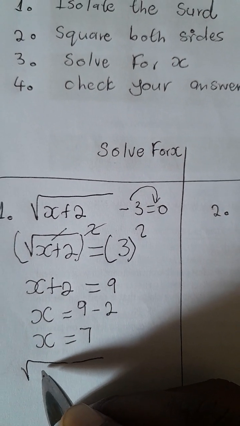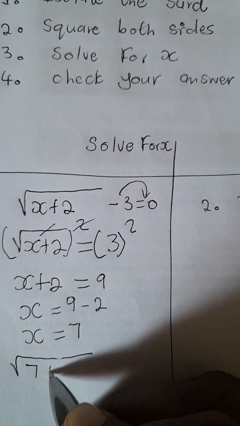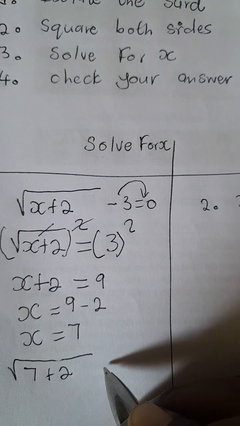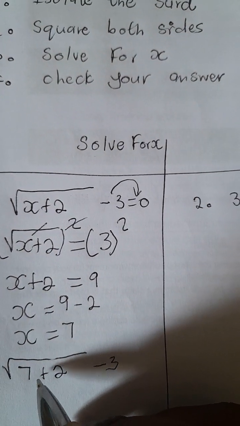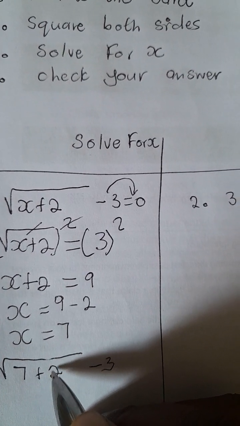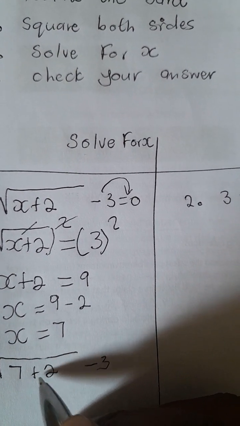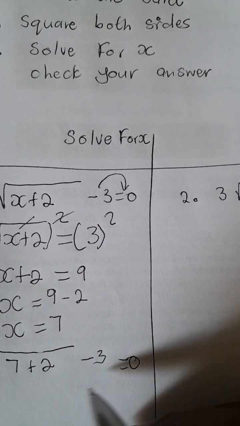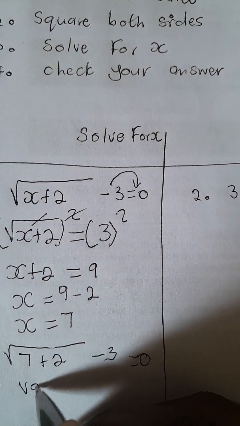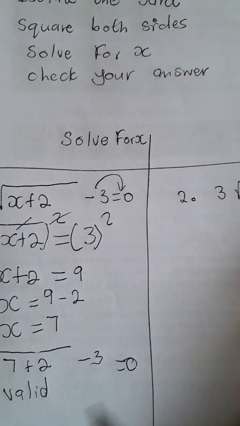Let's check by substituting back. 7 plus 2, where there is x replaced by 7, minus 3, what are you getting there? 7 plus 2 is 9. Square root of 9 is 3. 3 minus 3 is 0. So the answer is valid.